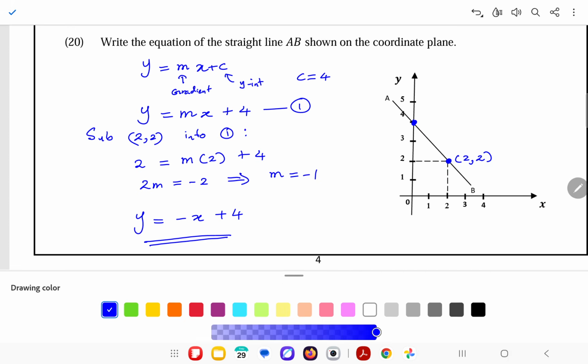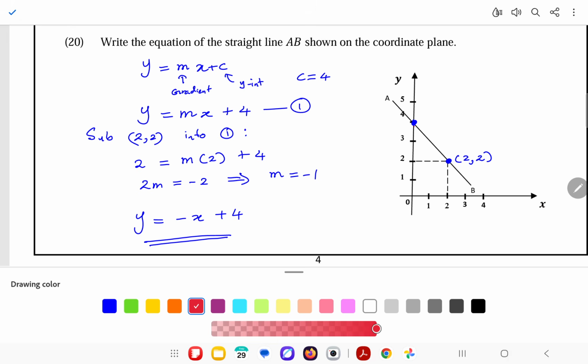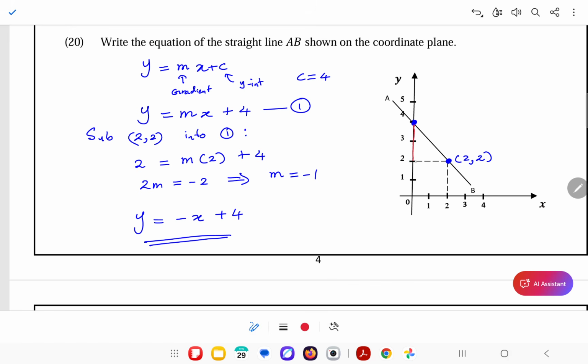Also, you can find the gradient this way. Focus on this red triangle. Gradient is rise over run. What is the rise? 4 minus 2, but this is going down, so put a minus sign: minus 2. What is the run? In this direction, the length is 2, no? Minus 2 over 2, so minus 1. That way is also possible to find the gradient.